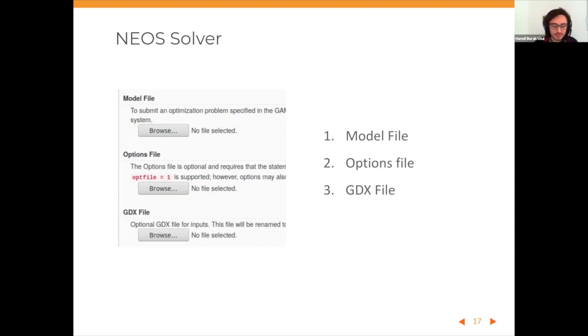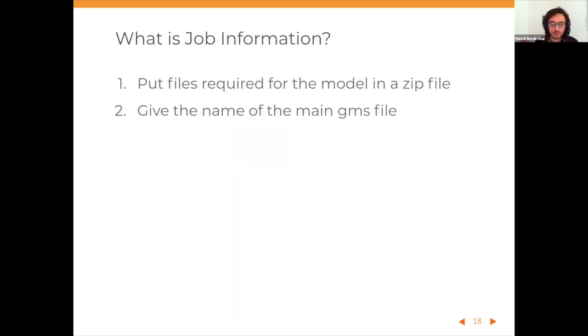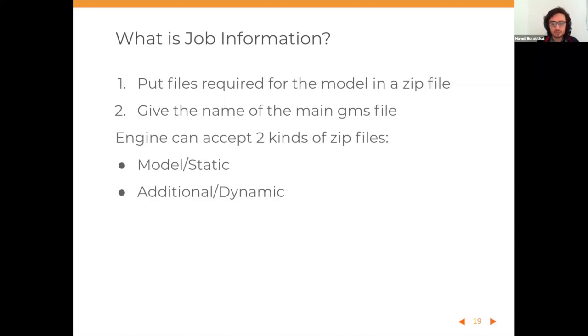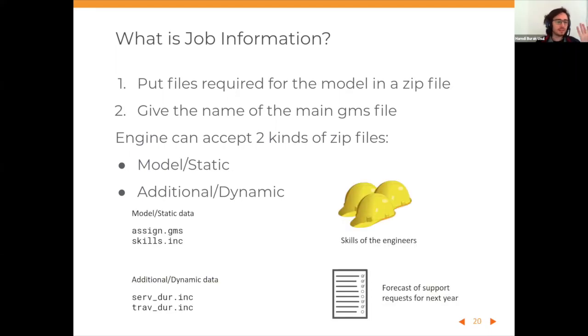In the GAMS Engine, we took a different approach. We say, put everything required for the model in a zip file and provide us the name of the main GMS file. This is the easy description of the job information. But what you can also do is separate your data into 2 pieces. The first piece would be model and static data, and the second piece would be additional and dynamic data. I want to clarify it with an example. Imagine that you have a problem in which you are assigning engineers to tasks. When you are assigning engineers to tasks, for a given point of time, the skills of engineers are fixed, so it's not going to change.